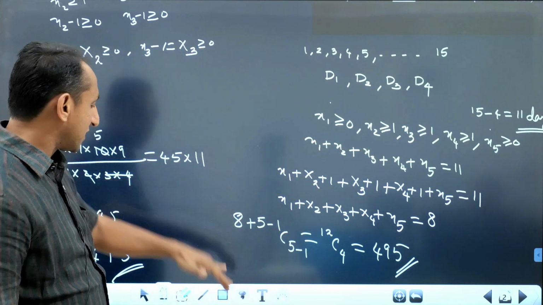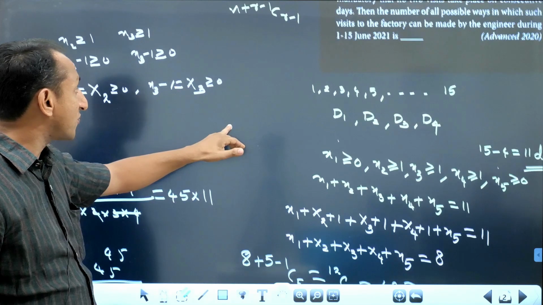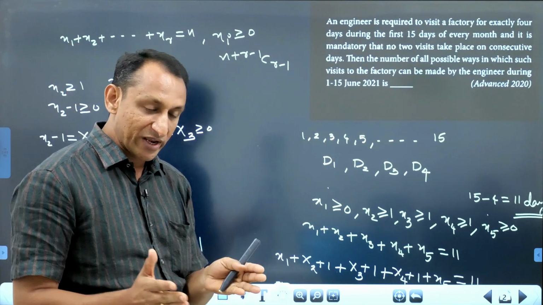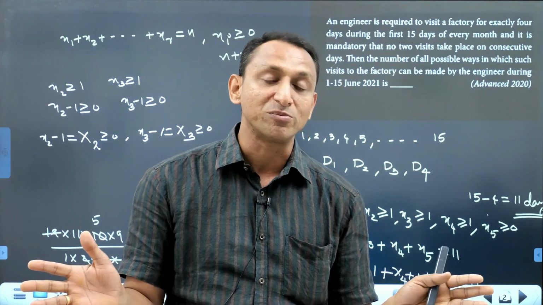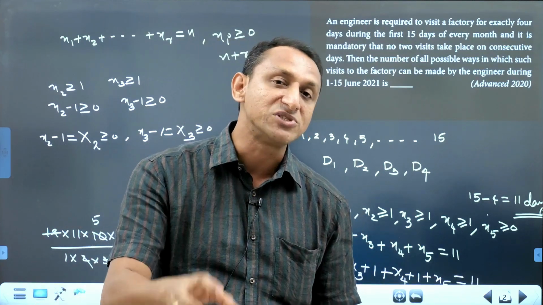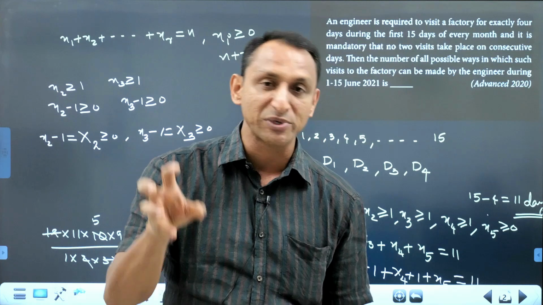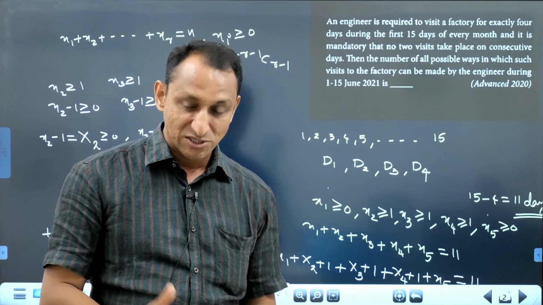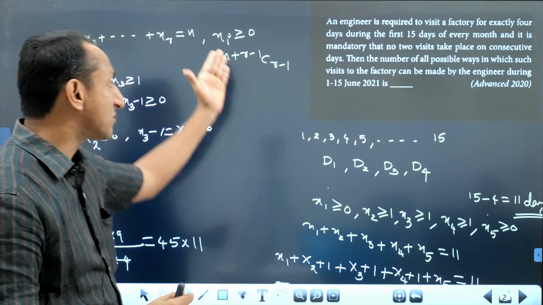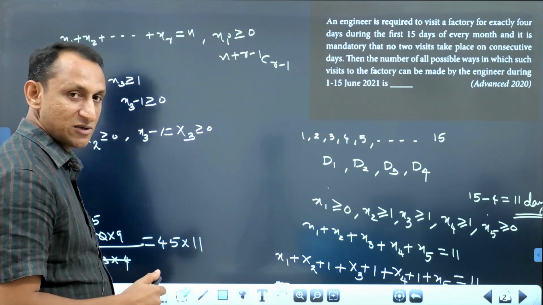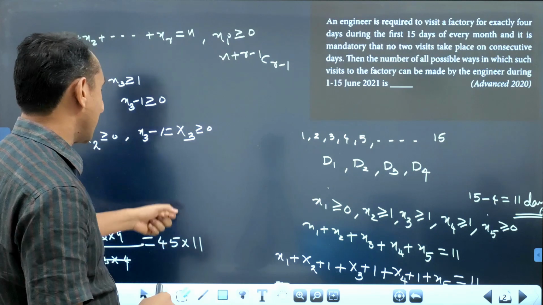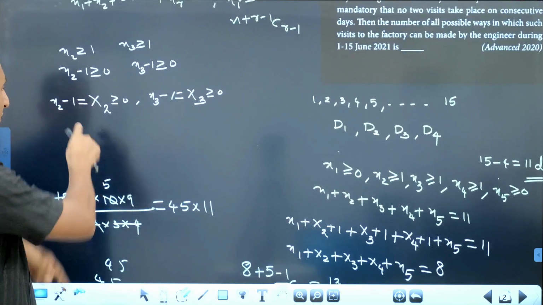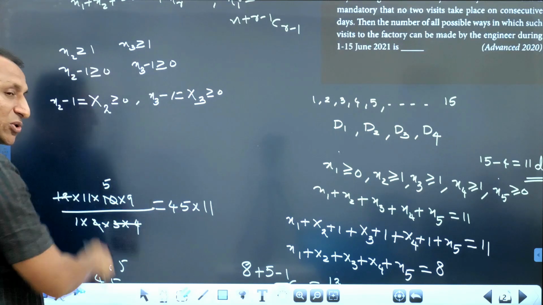Here I apply the result: the number of non-negative integer solutions of the equation, or the ways to divide n identical objects into r distinct persons, each of them getting 0 or more objects. Same result we apply. Objects are identical. Here we write all terms greater than or equal to 0.